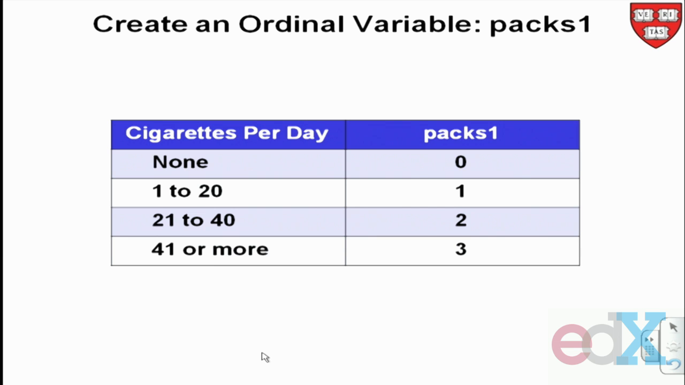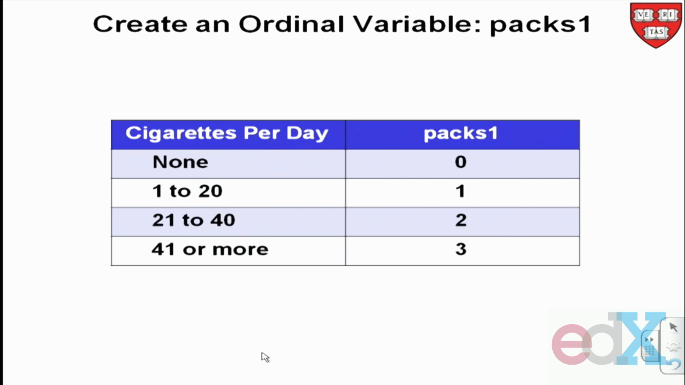So let's get started. We're going to create an ordinal variable called packs1, and we're going to use our cigarettes per day variable to create categories where no cigarettes is going to be packs1 equal to 0, 1 to 20 cigarettes will be counted as packs1 equals 1, and so forth. So let's go to STATA and open up our Framingham dataset.